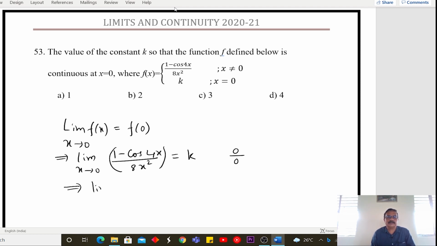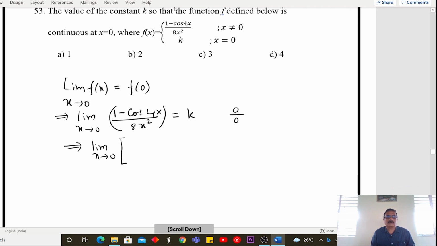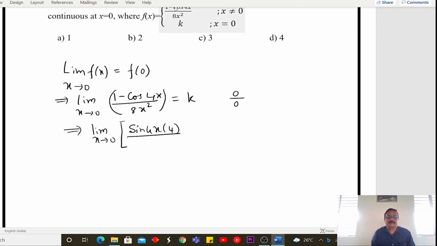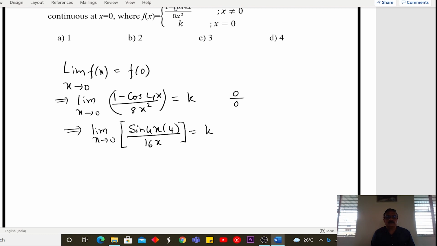So what can you do? Now here differentiate numerator and denominator separately. Derivative of 1 is 0, derivative of minus cos 4x is minus minus sine, minus into minus, plus sine 4x, into derivative of 4x is 4, divided by derivative of 8x square is 16x, is equal to k. Again put x equal to 0, what happened? 4 into 0, 0. Sine 0 is 0. 0 into 4, 0, divided by 16 into 0, 0.